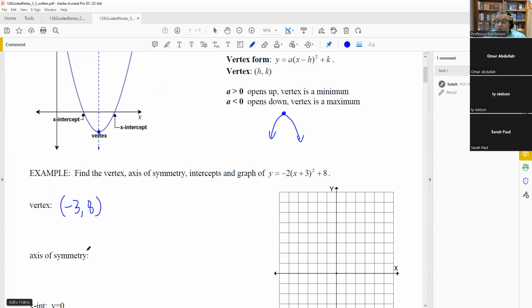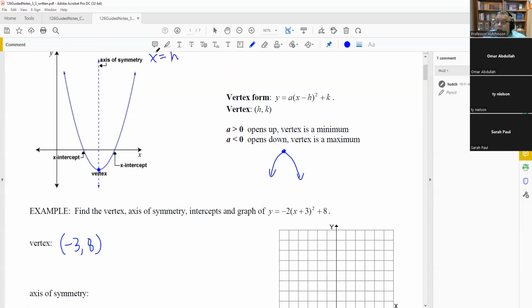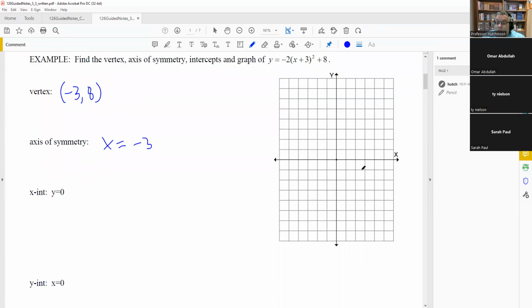Now, the axis of symmetry. The formula is x equals h. So down here, I'm just going to put x equals, and I'm going to put the x value of the vertex, which is -3. That automatically becomes your axis of symmetry. You just put x equals, then the x coordinate of the vertex.